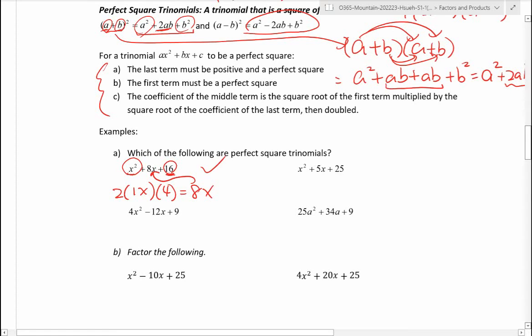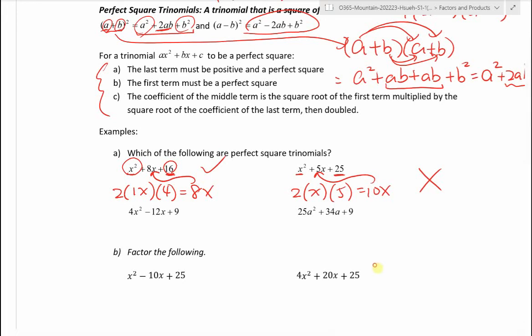Let's see if this second example here is a perfect square trinomial. Well, that's a perfect square. Yes, that's a perfect square. So let's see. We're going to multiply 2 with, again, the square root of that, which is just x. The square root of 25 is 5. And if you multiply these 3 terms, you get 10x, which is not the same as that. Therefore, this is not a perfect square trinomial. It must be the same as the middle term.